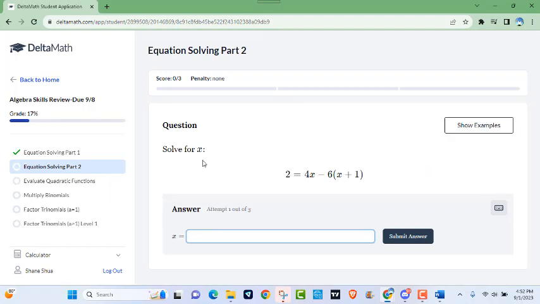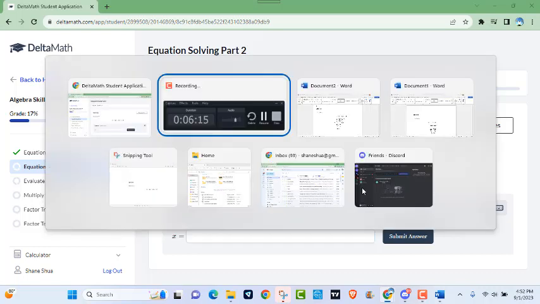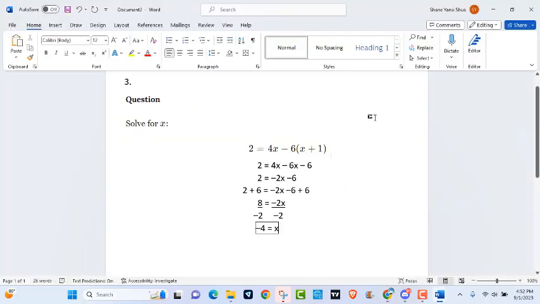Solve for x. 2 equals 4x minus 6, parentheses, x plus 1. Okay, so here we are here. Now, we have this negative 6 next to this parentheses. Anytime you have a number outside of a parentheses, we're going to use the distributive property, and we're going to distribute that number to the parentheses. So the negative 6 is going to multiply the x. The negative 6 is going to multiply the 1.